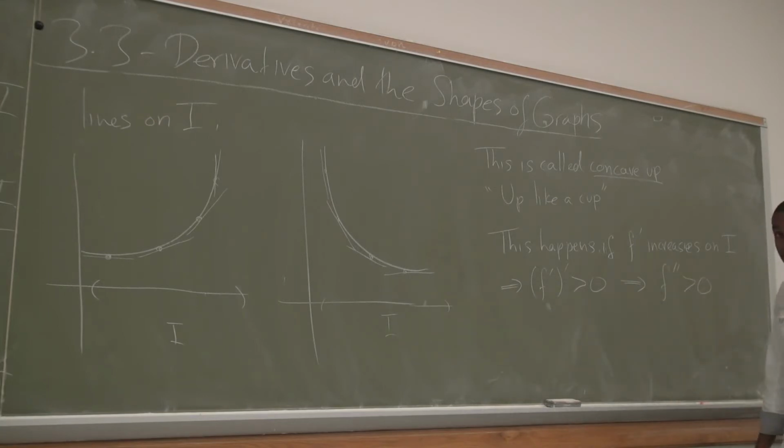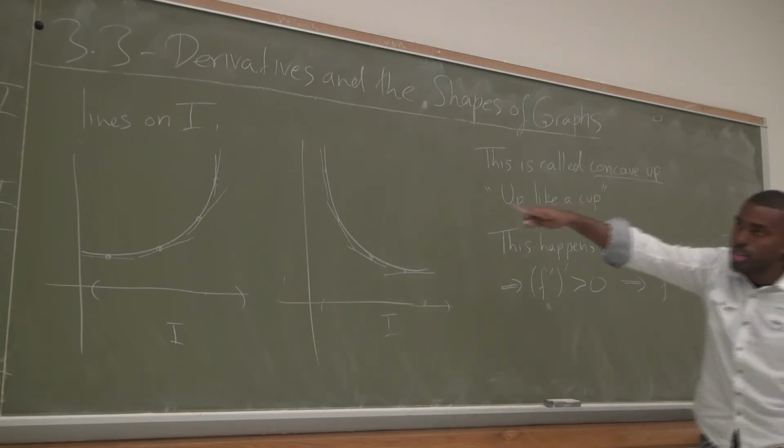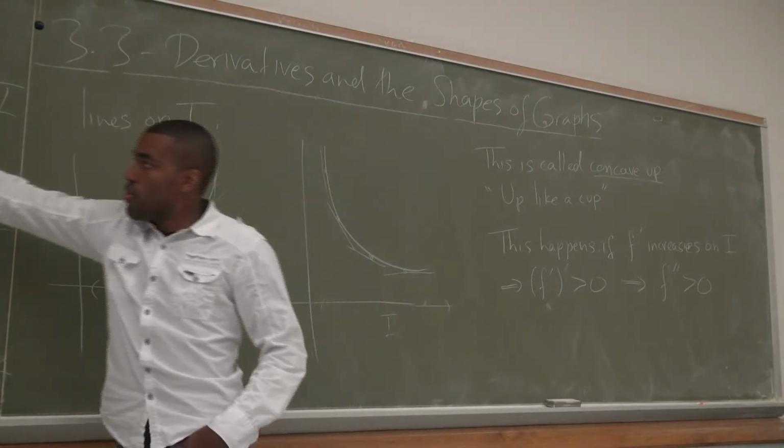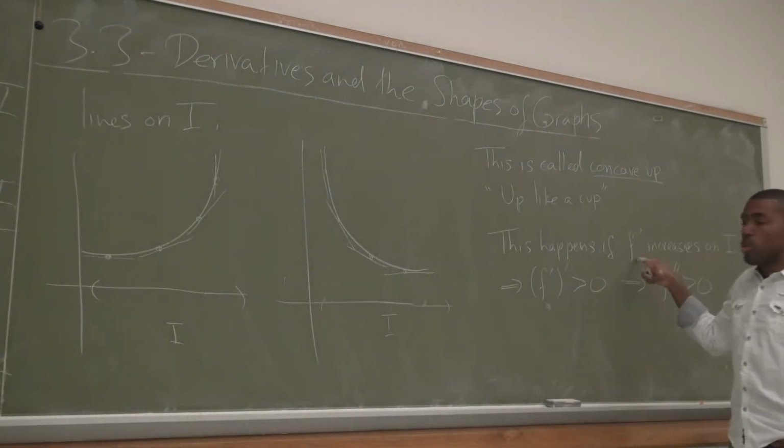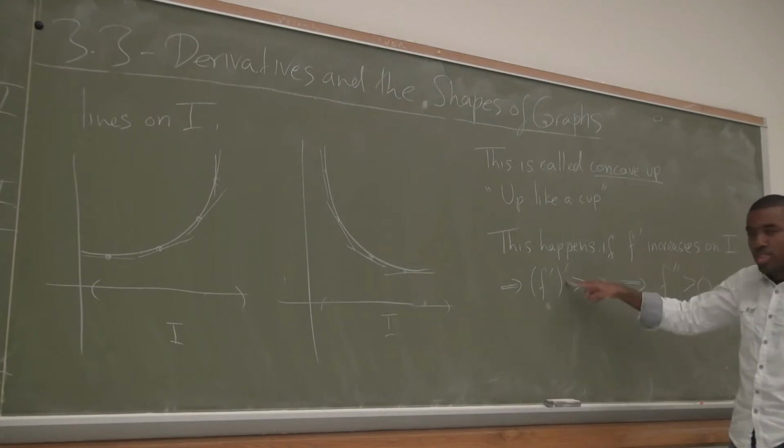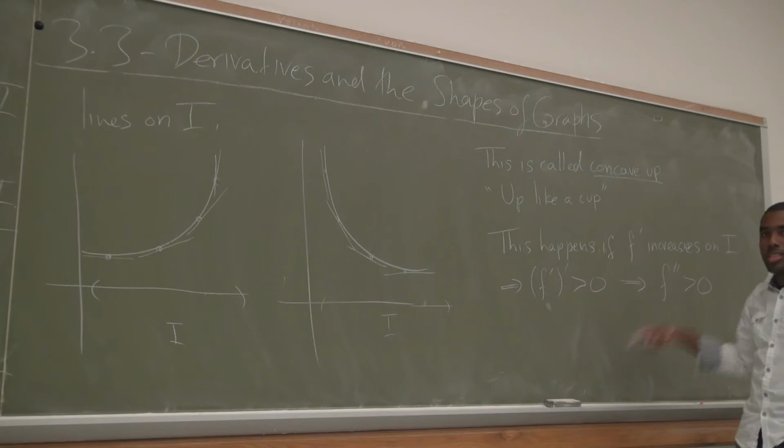Wait, I don't get that part. If you take the second derivative, it's positive. My slope is increasing. How do I know when something is increasing? The derivative is positive. That's what I just said here. If a function is increasing, the derivative is positive. I know f prime is increasing, so its derivative should be positive. But the derivative of f prime is just f double prime.